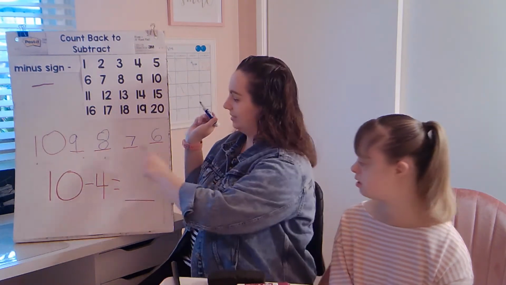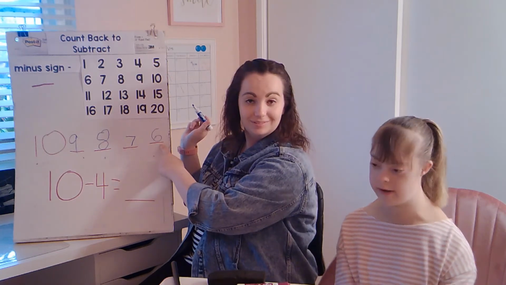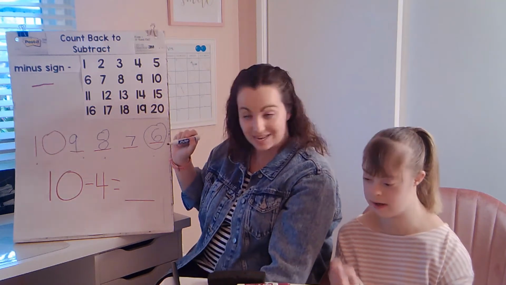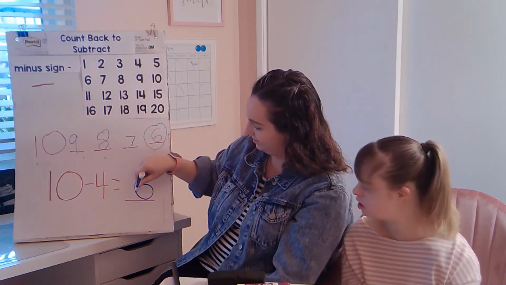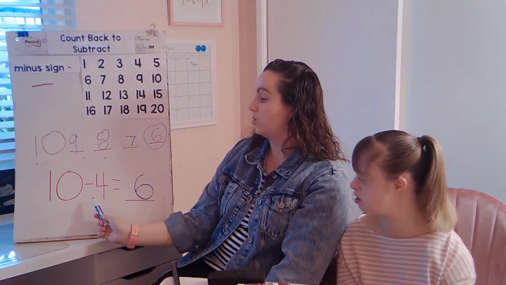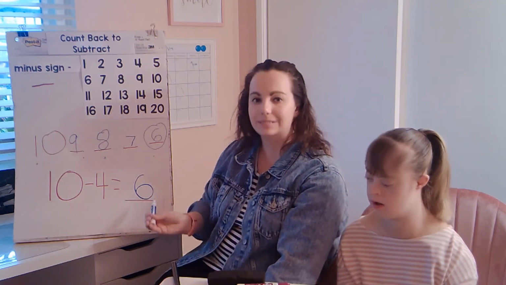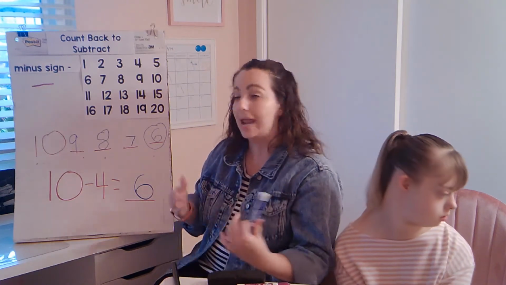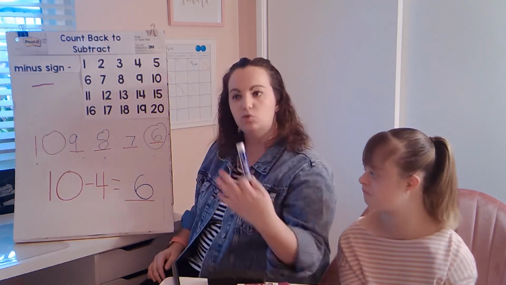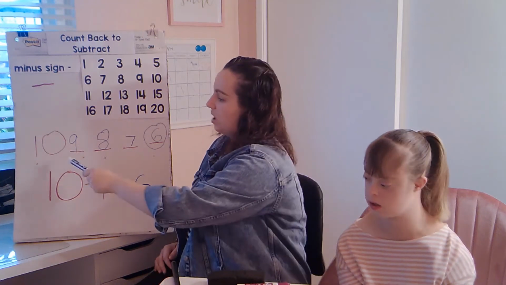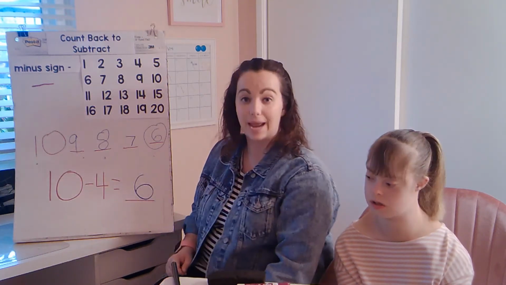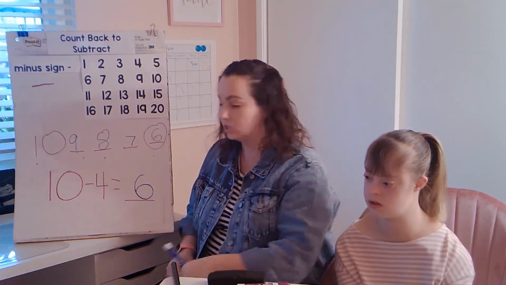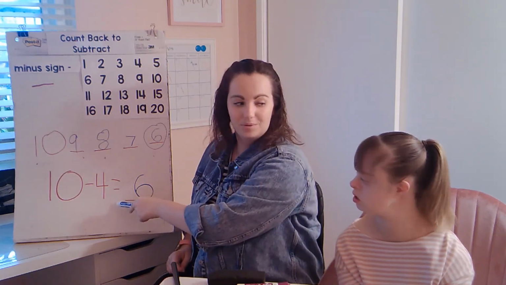So what was the last number I counted back to? 6. So my answer is 6. Yay. 10 take away 4 equals 6. Nice. Again, it's okay if they don't give us lines, because we can make our own. We can help ourselves keep track of when we count back, okay? We know that we can do whatever we need to do to solve the problem, okay?